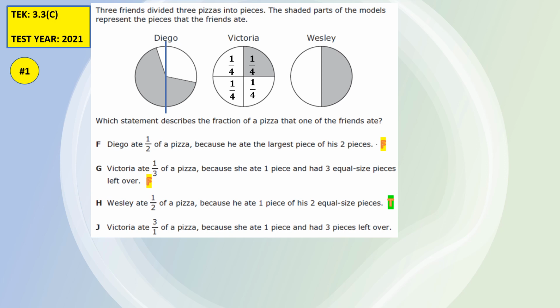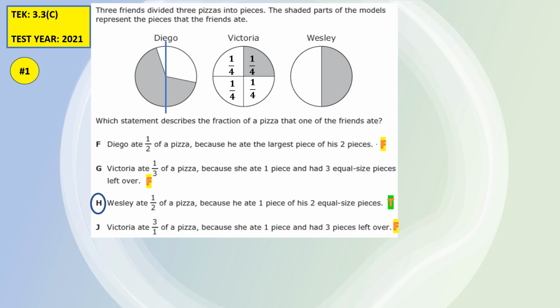Let's look at J. Victoria ate 3 out of 1 of a pizza because she ate 1 piece and had 3 pieces left over. Now, this statement is completely false because if Victoria ate 3 out of 1 of a pizza, then that would essentially be saying that Victoria ate 3 whole pizzas. So that's false. So that means our correct answer choice is H.